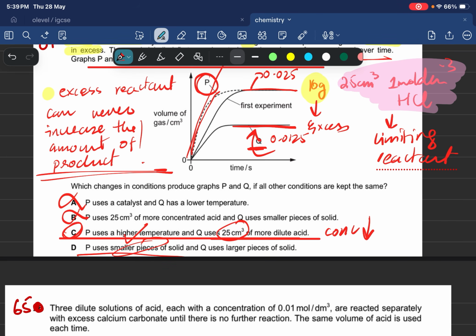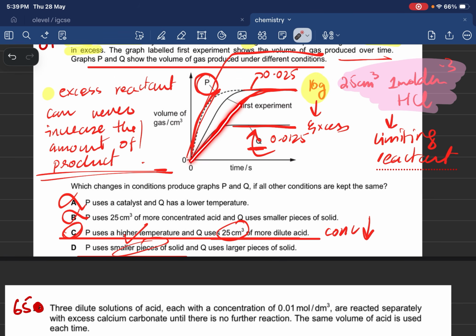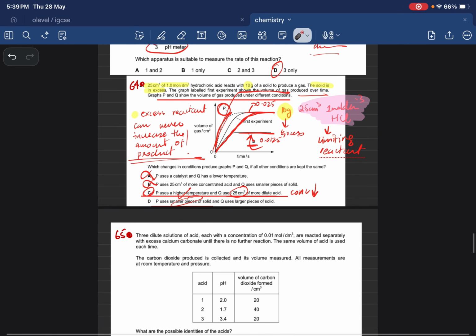P uses smaller pieces. No, yes, P can use smaller pieces, that's why the rate is more, and Q uses larger pieces. If Q used larger pieces, the curve would have been like this, that the rate decreases but the product remains the same. But over here, product has decreased, that means moles have decreased, that means you're using a less concentrated acid that has less moles.